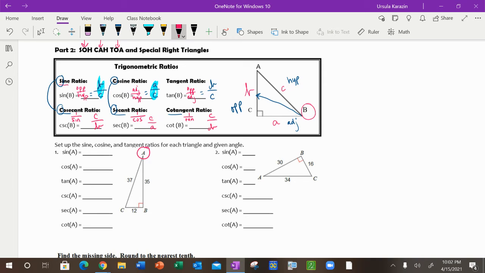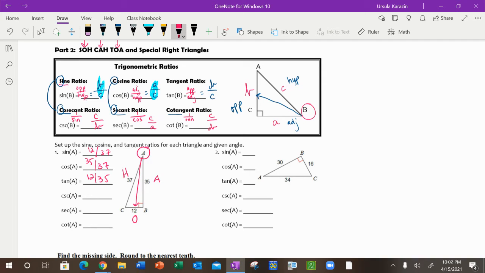So the first thing, remember I said, find your hypotenuse, that's over here. Find your side opposite, that's here. And then what's left over will be there, that is A. So sine will be the O over H, which is 12 over 37. The cosine will be A over H, which is 35 over 37. And the tangent will be O over A, which is 12 over 35. Okay, so we're just writing the ratios right now.